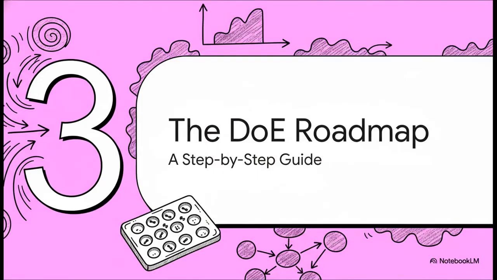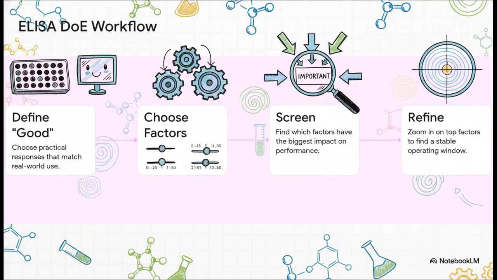So how do we actually put this powerful idea into practice? Well, it's probably more straightforward than you think. Let's walk through the DoE roadmap, specifically for building a better ELISA. Here it is, a 4-step workflow that can really transform your process. First, we have to define what success actually looks like for our assay. Then, we pick our knobs, the factors we're going to test, and set some boundaries. Next, we run a screening experiment to quickly figure out the few factors that really matter. And finally, we zoom in on those to find a stable, robust operating window. Let's break down each step.